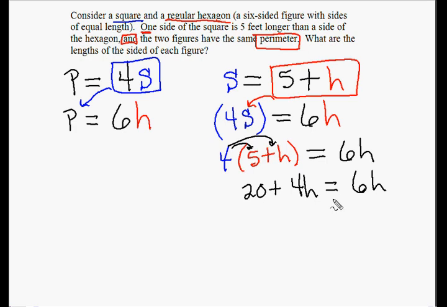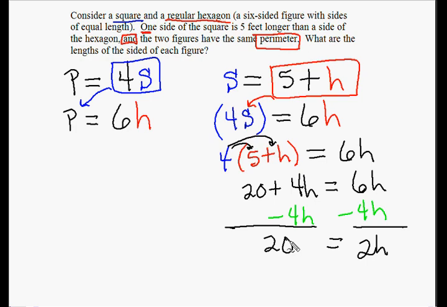Trying to solve for h, we need it on one side of the equation, so we can add a negative 4h to both sides. 2h is equal to 20. Solving for h, multiplying both sides of the equation by 1/2, we get 10 equals h.